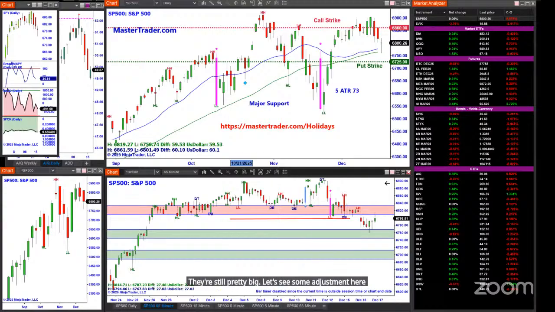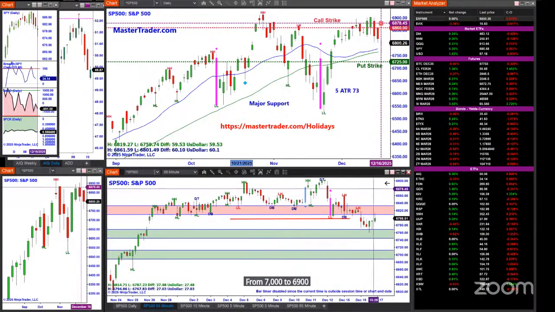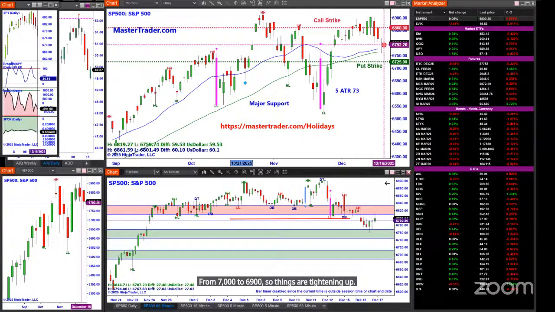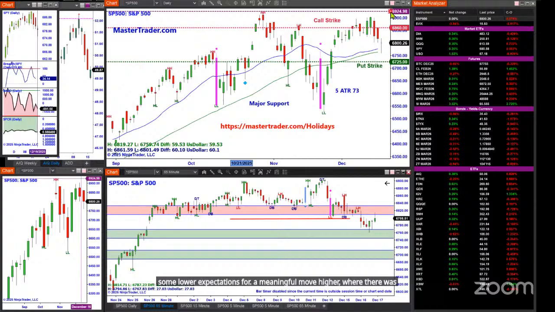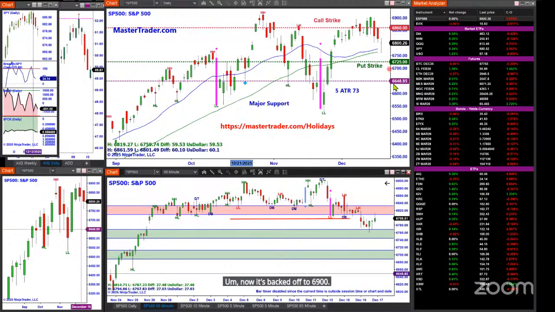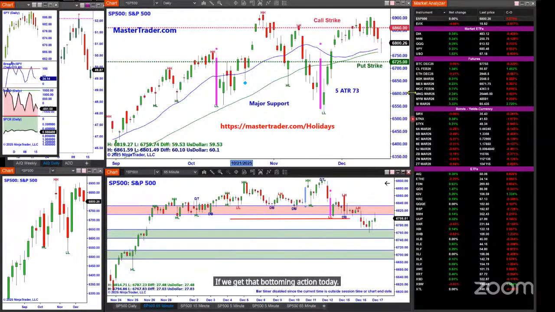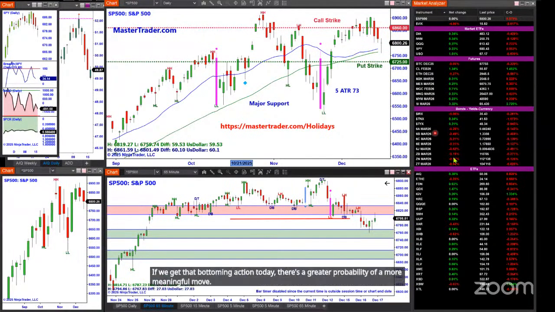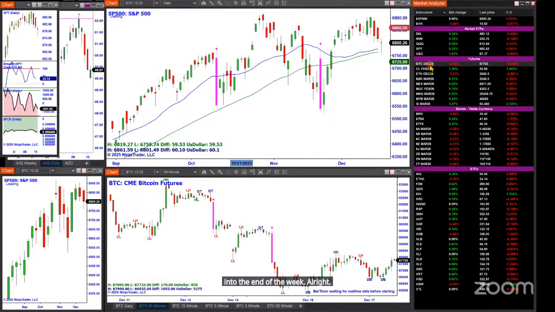I'm just looking at open interest. Came down a little, 6,700 put, 6,900. So the call interest came down from 7,000 to 6,900. So things are tightening up. Some lower expectations for a meaningful move higher, where there were expectations for 7,000. Now it's backed off to 6,900. Let's see what today does. If we get that bottoming action today, there's a greater probability of a more meaningful move into the end of the week.